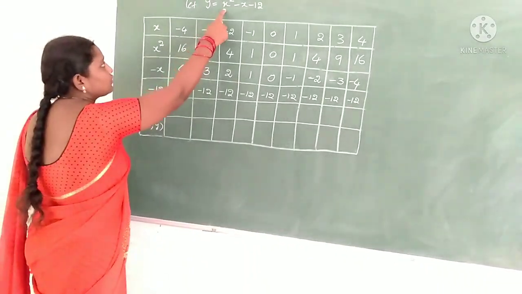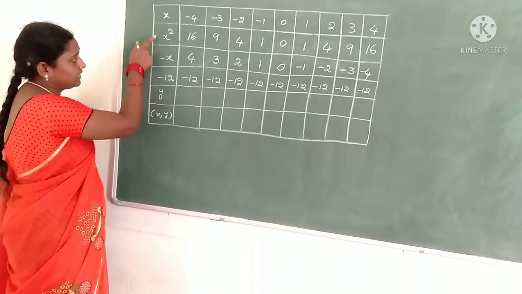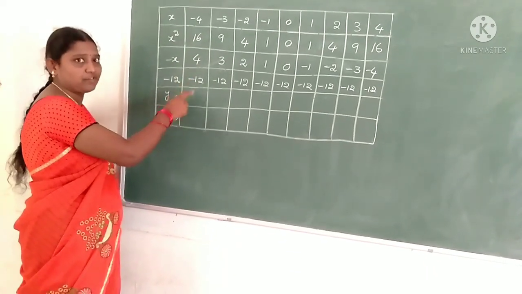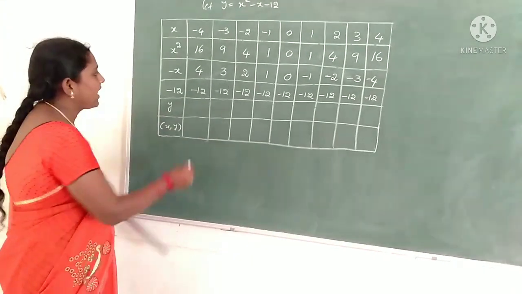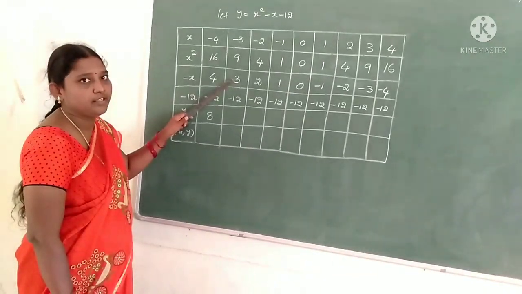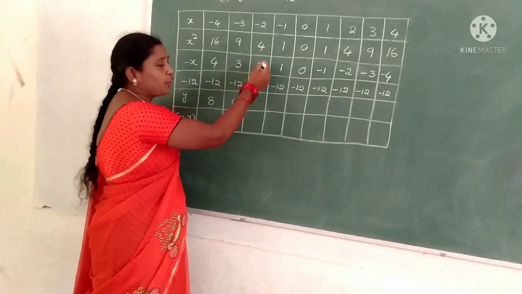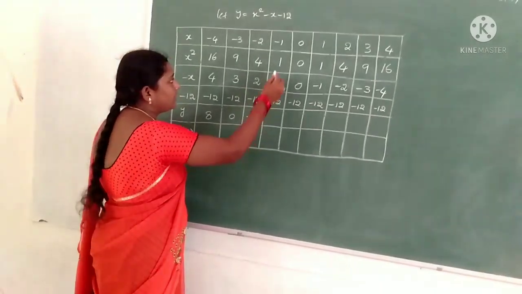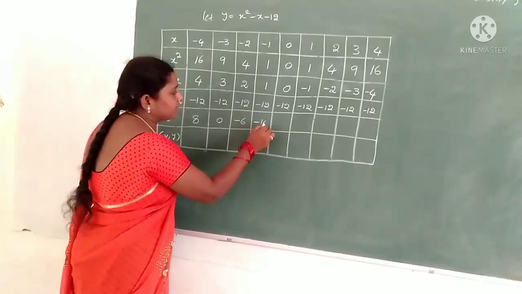Y means x squared minus x minus 12, so the sum of these three terms. So 16 plus 4 plus minus 12. 16 plus 4 is 20. 20 minus 12 is 8. We get 8. Next one, 9 plus 3 is 12. 12 minus 12 is 0. Next 4 plus 2 is 6. 6 minus 12 is minus 6. Next 1 plus 1 is 2. 2 minus 12 is minus 10.